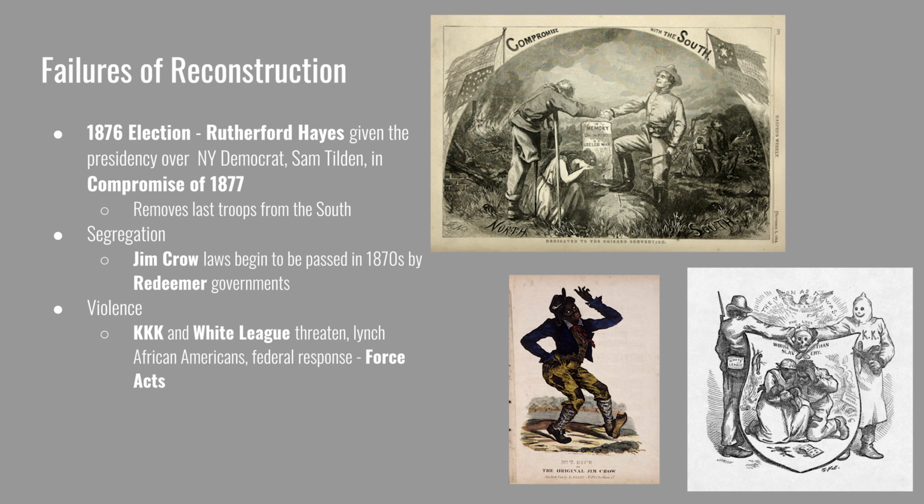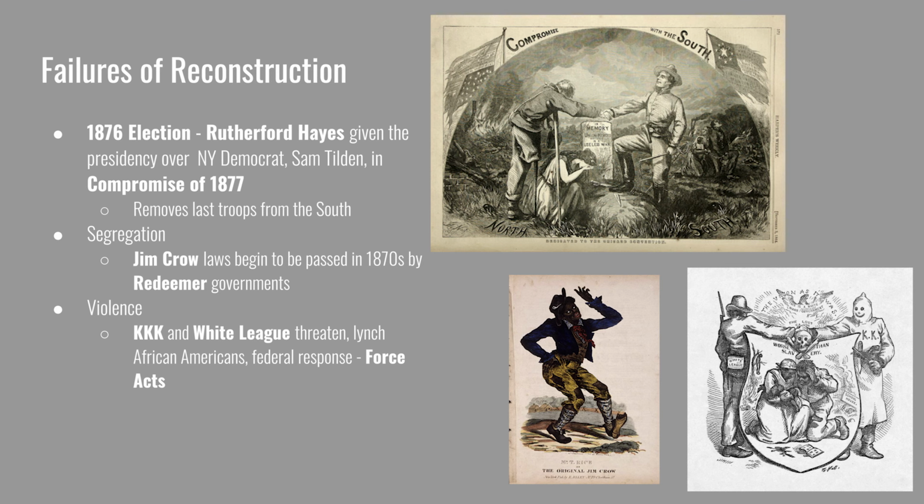The image at the top, by Thomas Nast, depicts the compromise between the North and the South that ends Reconstruction at the expense of equality and all those who died in the Civil War. The compromise allowed Redeemer governments to take hold and pass Jim Crow laws, which are laws that segregate blacks and whites. The name Jim Crow comes from an old minstrel show and minstrel song.